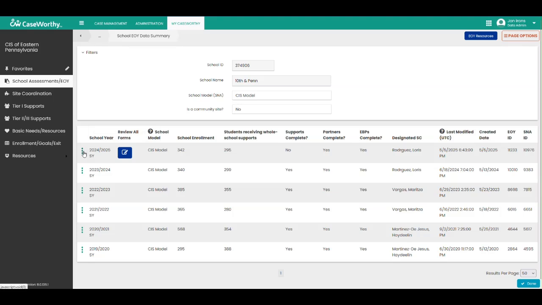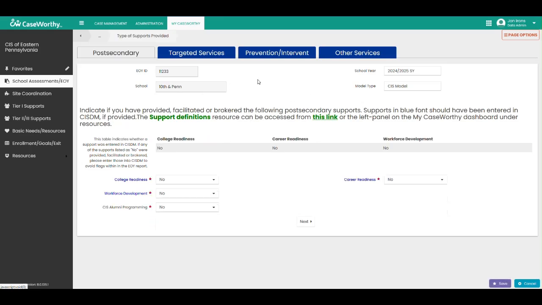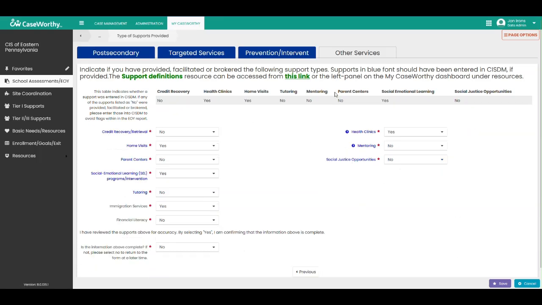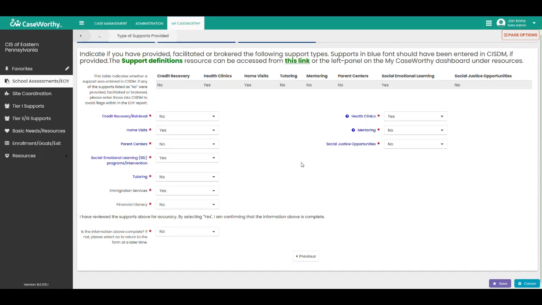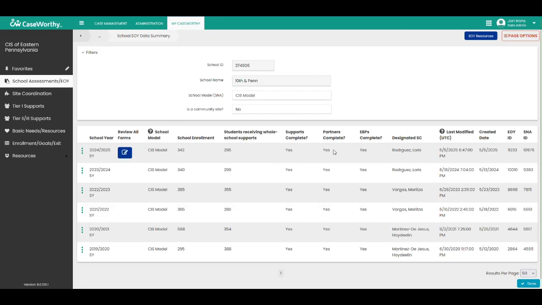I go in here, so I can go to this year's entry, go to types of supports provided. It will pull up the same form. I can come right over here to health clinics, and I can change this to yes, and now it matches. And then at the end of this, the last page under other services, this is where I select yes or no to confirm this.